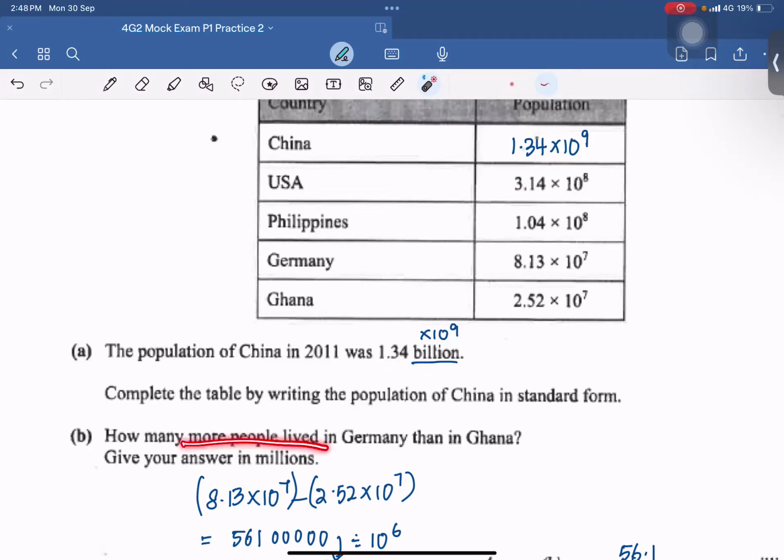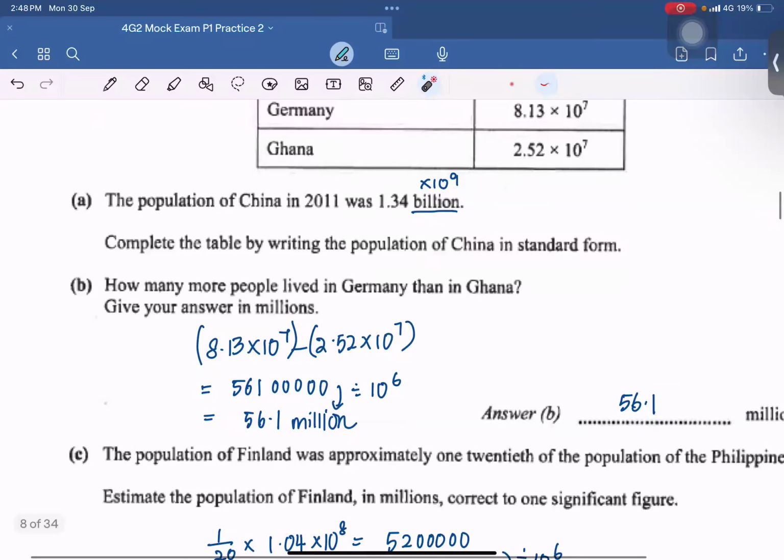Next, how many more people live in Germany than in Ghana? So just minus off. Take this one minus this one. I use my calculator literally. This is my answer. Read the question. They want the answer in million. So 1 million has 6 zeros, so I divide by 10 to the power of 6. Then I get my answer.